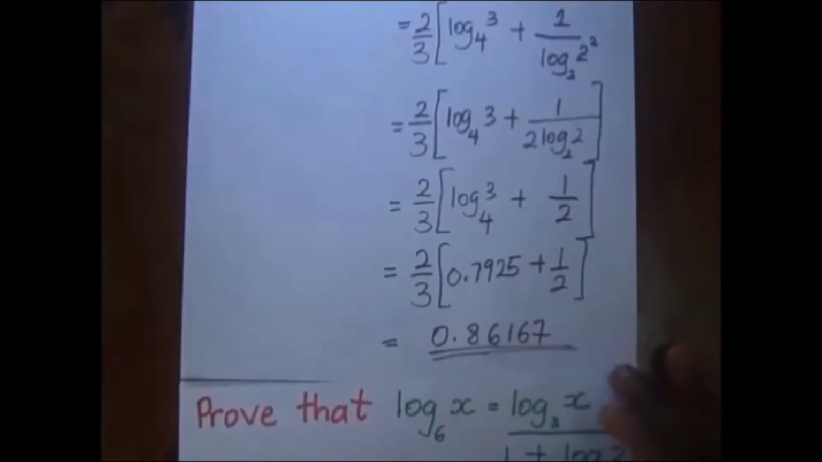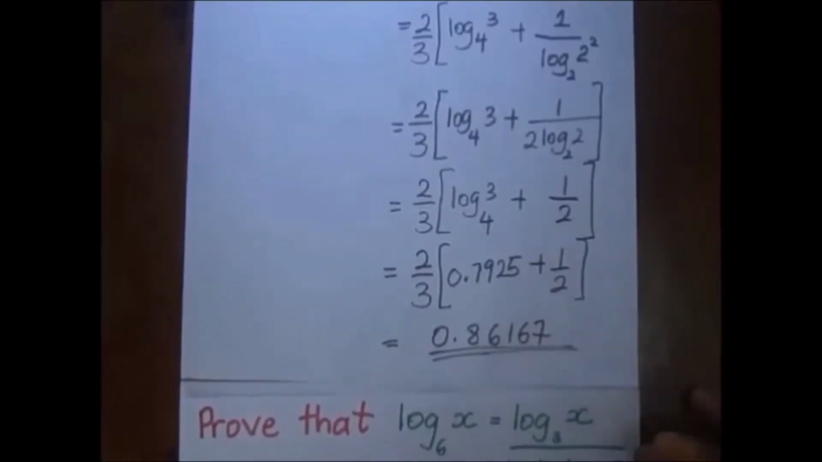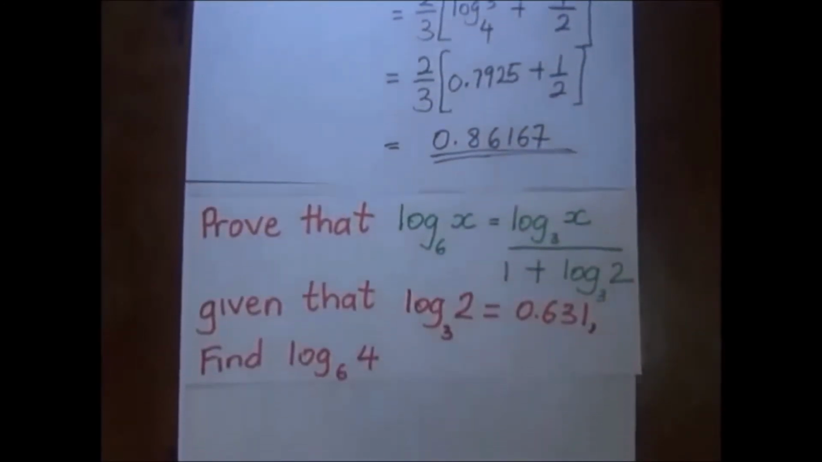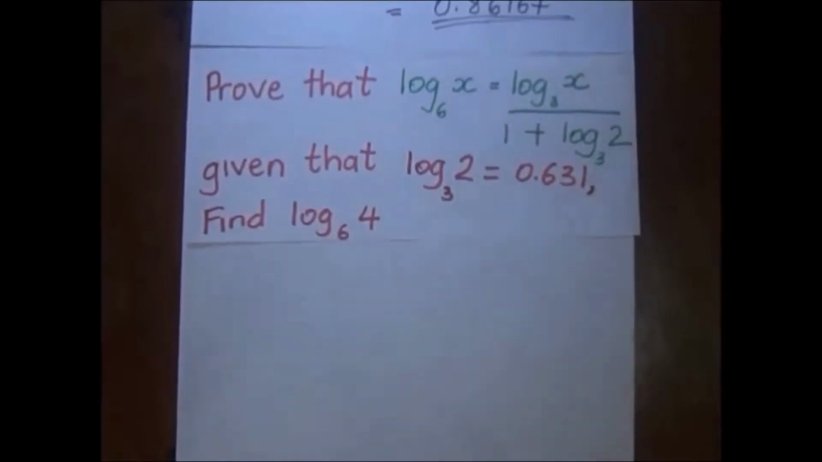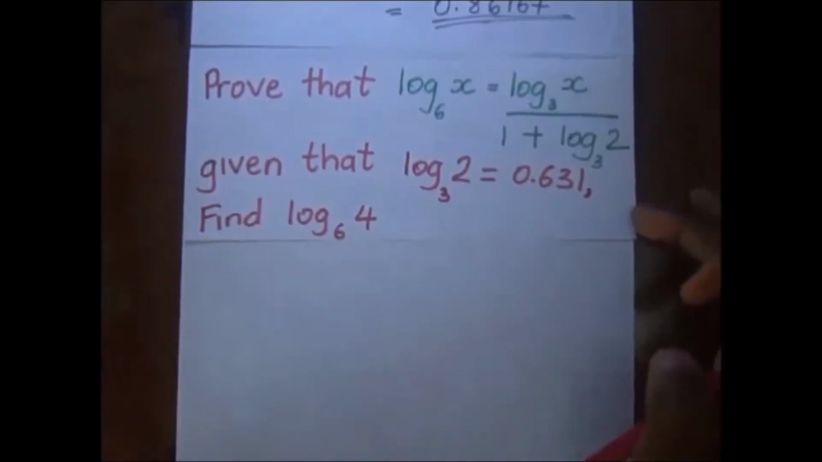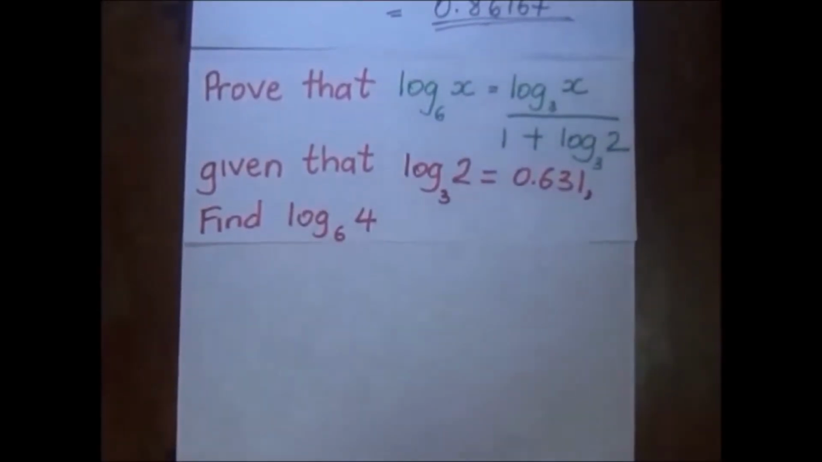The second example here is asking us to prove that log of x base 6 is equal to log of x base 3 over 1 plus log of 2 base 3. And it's also asking us to solve that given that log of 2 base 3 is 0.631, find the log of 6 base 4. This is an example. It is similar to the previous one.